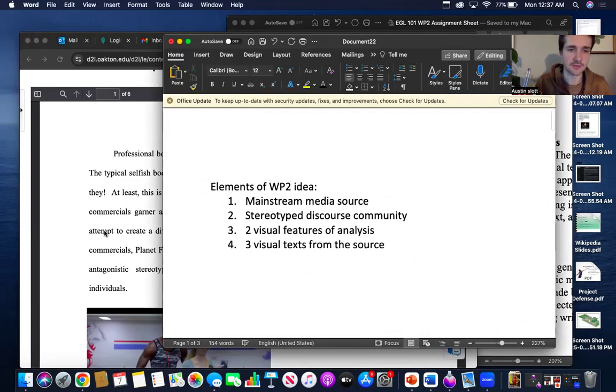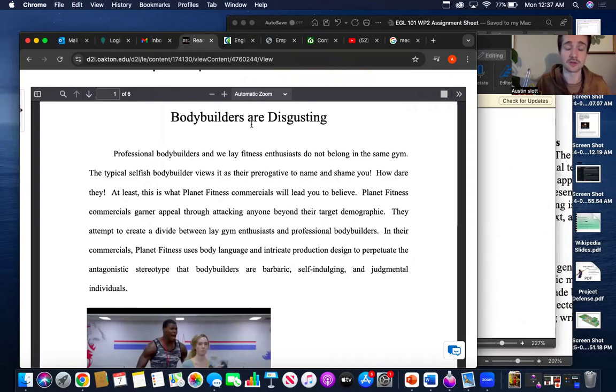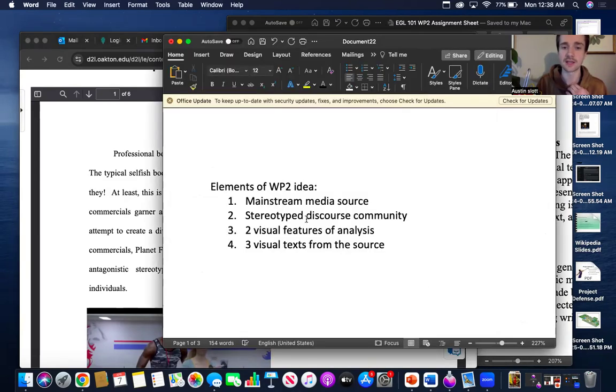What's the stereotype? Well, it says it here, in the headline, the title of the paper, that bodybuilders are disgusting. But then we get a little more taste of it, right? Going further on: Planet Fitness commercials garner appeal through attacking anyone beyond their target demographic. They attempt to create a divide between lay gym enthusiasts and professional bodybuilders. Okay, we're starting to get to it. We're still kind of in the intro, right? This is a great intro, where you're kind of just tiptoeing around the subject. But now here's where we're going to get our thesis statement and the next two parts of the checklist.